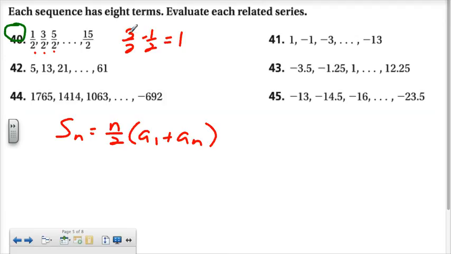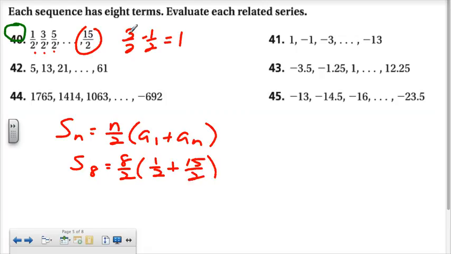So that means I can go ahead and use my formula for a finite arithmetic series. So we need the sum. It's at 8 terms, so 8 over 2. The first one is 1 half, and the 8th one, right up there, 15 halves. So this will be 4 times 16 halves, which is 8, and that will give us 32. I'm always a little suspicious when they give us too much information. They gave us everything here. But that is all that we have to do for number 40.